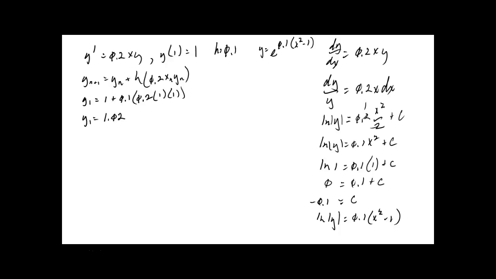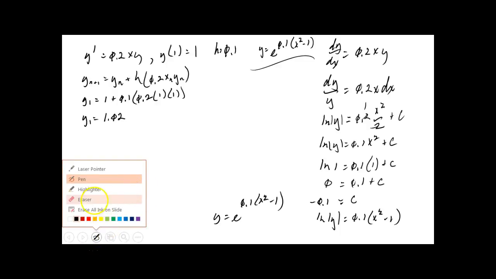Now take the e of both sides, and now you don't need absolute value anymore because e is always positive. Okay, and that'd be e to the 0.1 times x squared minus 1, and that is sure enough what they got up there. Okay, so we verified that.